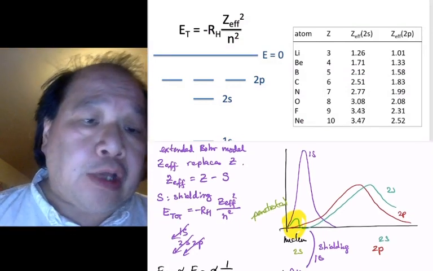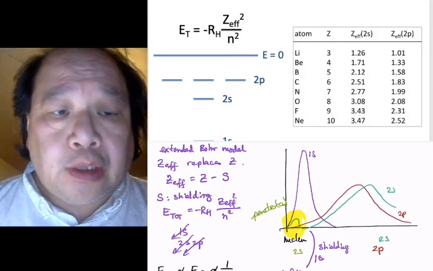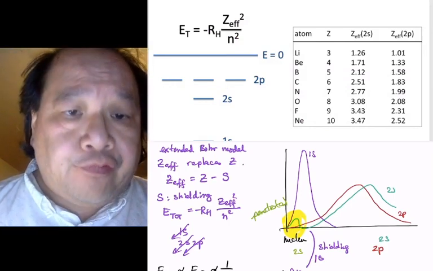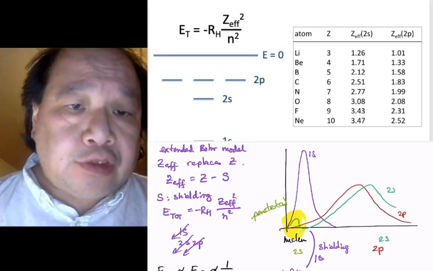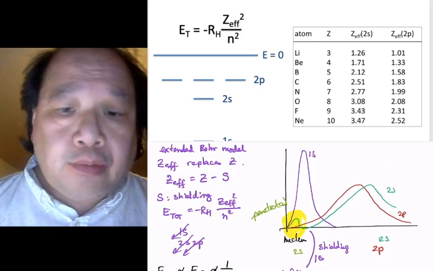And this is actually going to have a consequence when we get to the bonding of elements like fluorine and oxygen with big 2s and 2p differences versus elements like boron and carbon with small differences.